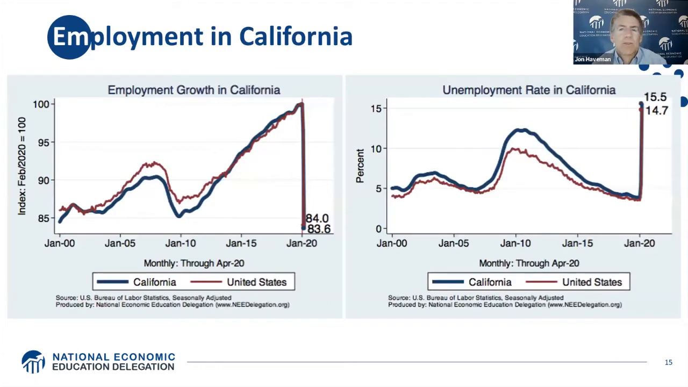We can look at what's going on in California. Right, employment growth, employment in California, the red line is the United States, blue line is California, pretty comparable with what's going on in the United States in terms of unemployment rate and in terms of employment declines. All right, what about the stock market?